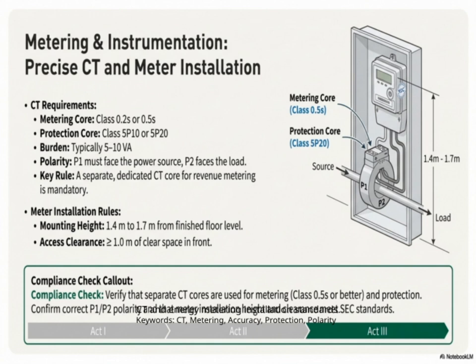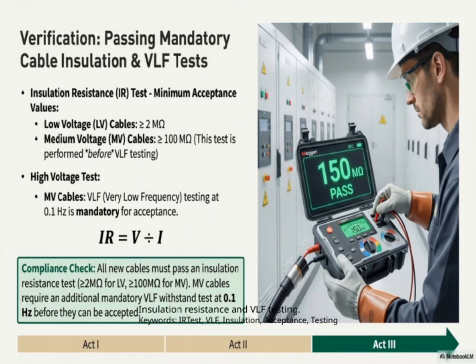Now, let's talk about insulation resistance and VLF testing. These are critical steps in ensuring the integrity of electrical insulation systems. First, we have insulation resistance testing. This measurement helps us determine how well the insulation is performing and whether it's capable of preventing unwanted current flow. A high insulation resistance value generally indicates good insulation quality.